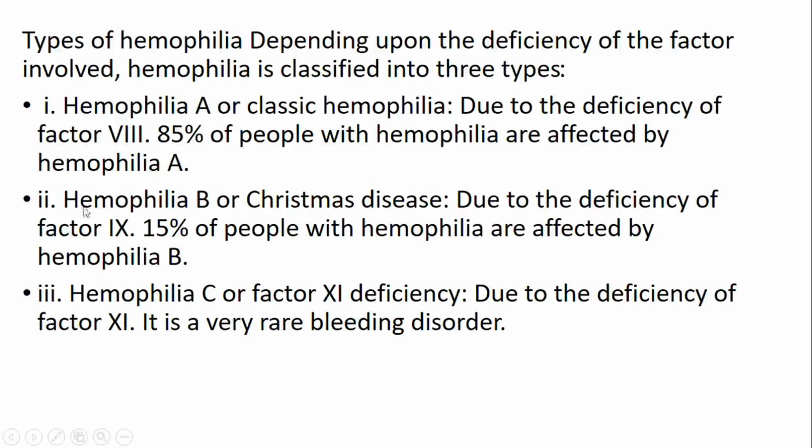Second is hemophilia B or Christmas disease. It is due to deficiency of factor 9. 15% of people with hemophilia are affected by hemophilia B. The third type is hemophilia C, due to the deficiency of factor 11. It is a very rare bleeding disorder.